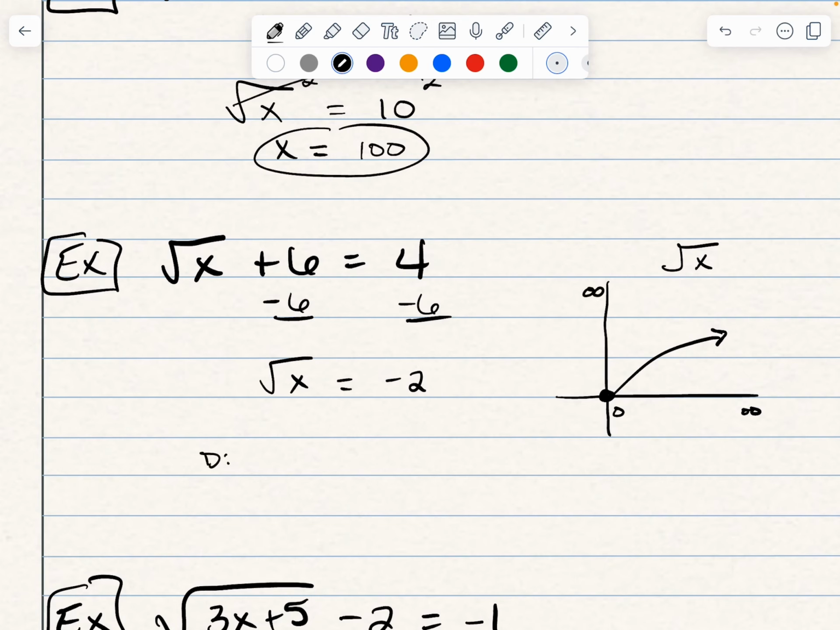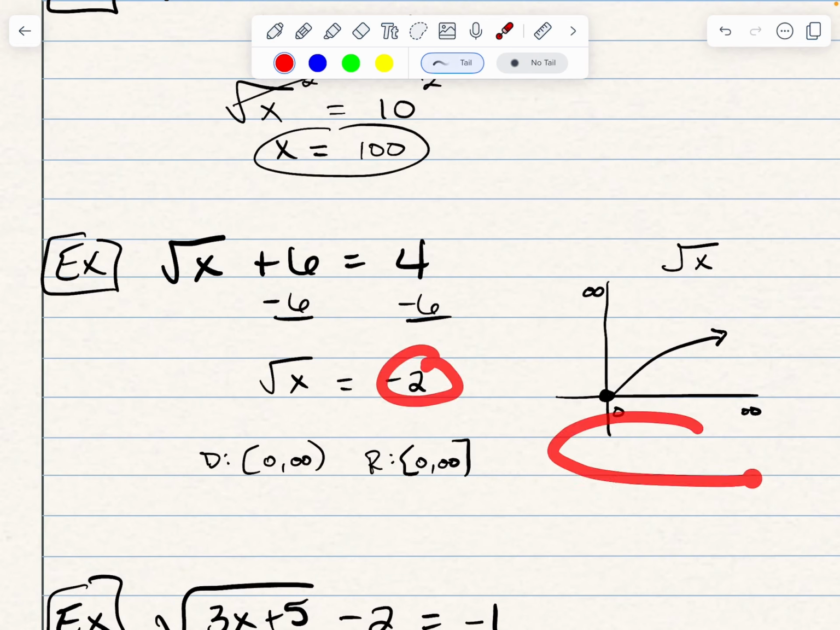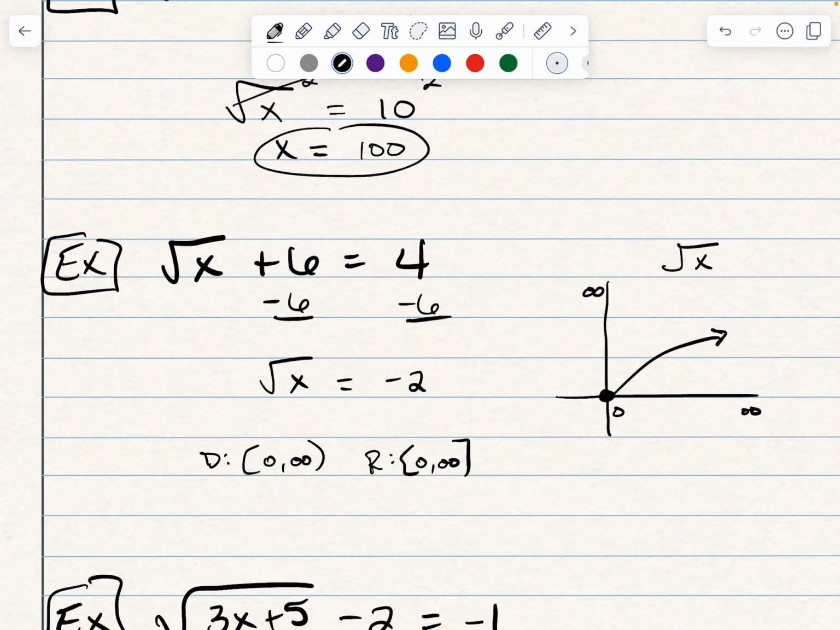So the domain here is from 0 to infinity. The range here is from 0 to infinity. And so in both of these cases, the square root is never negative. So the square root can never be negative 2. So for these situations, we would say that this has no solution.